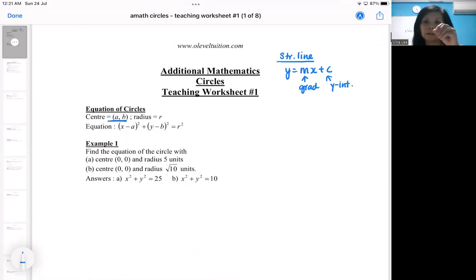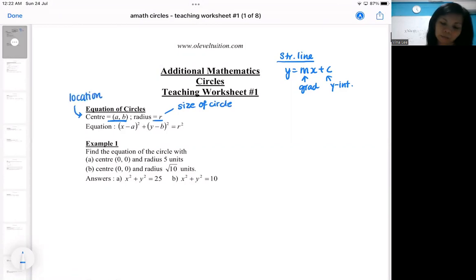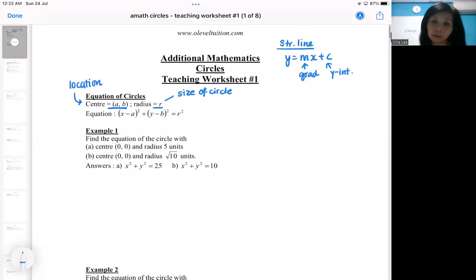The center is the part where, if you use your compass, you put the sharp end, then you use it to draw the circle. So the center will indicate where the circle is. And then the radius is the one that determines the size of the circle. The center is the one that indicates the location of the circle. I can give you an example later on.